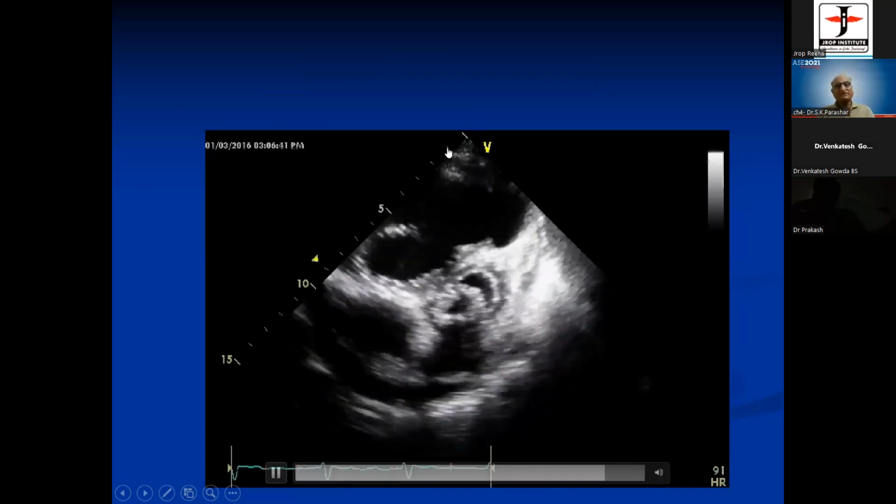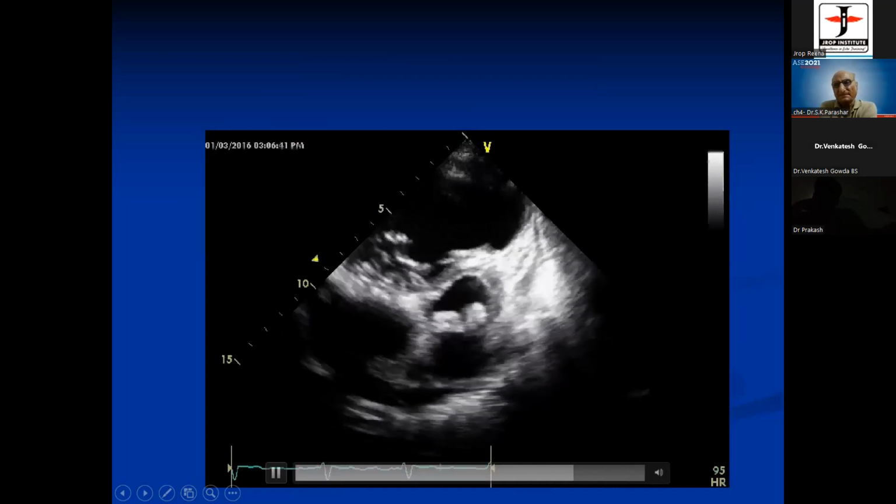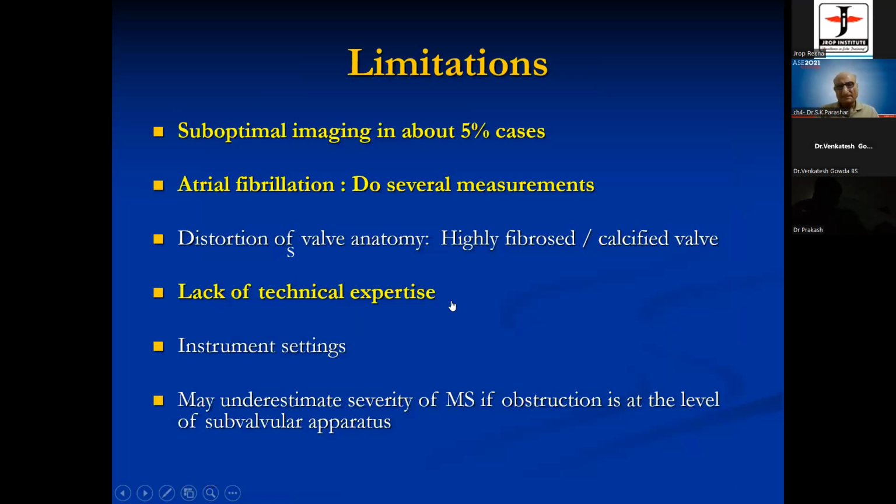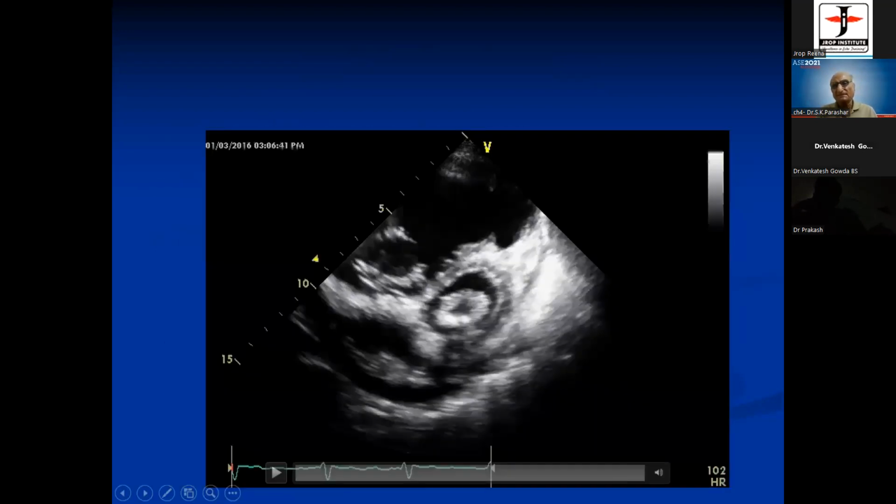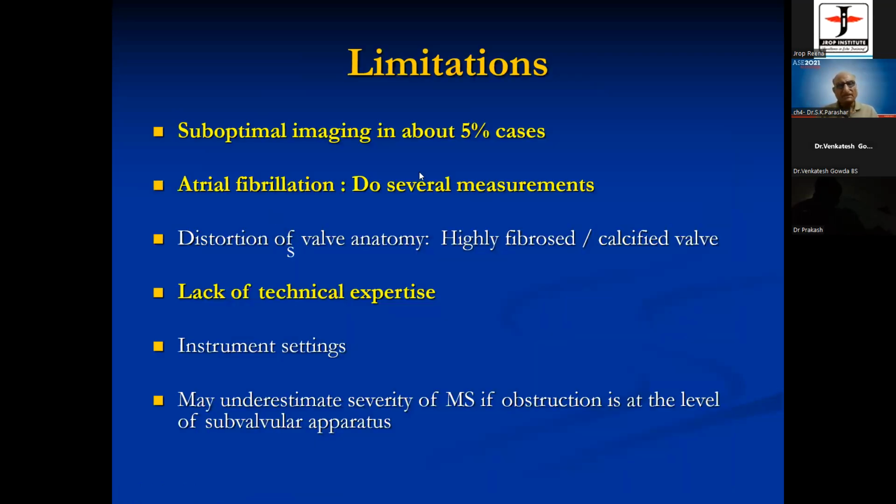The limitations are that in about 5% of the cases there is suboptimal imaging. Every time you cannot get an image like this, because you have to measure this area. Sometimes there is obesity, atrial fibrillation, emphysema, and many other situations where you cannot get good imaging, so you cannot adequately get a mitral valve area. In atrial fibrillation, the valves are moving irregularly. Sometimes you may find it 1.2, sometimes 1, sometimes 1.3. So take several measurements and take an average of them.